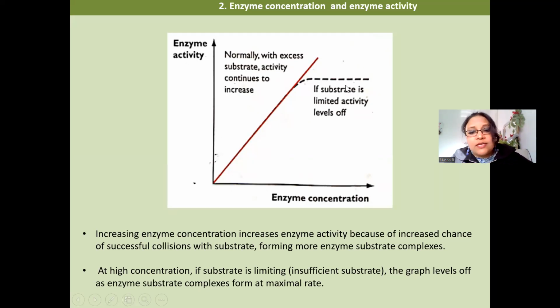Because at this point, substrate is a limiting factor. So the graph starts to level off because enzyme substrate complexes are already forming at the maximal rate. So just one thing to bear in mind when we're looking at these graphs is that we'll look at the y-axis and we see enzyme activity.